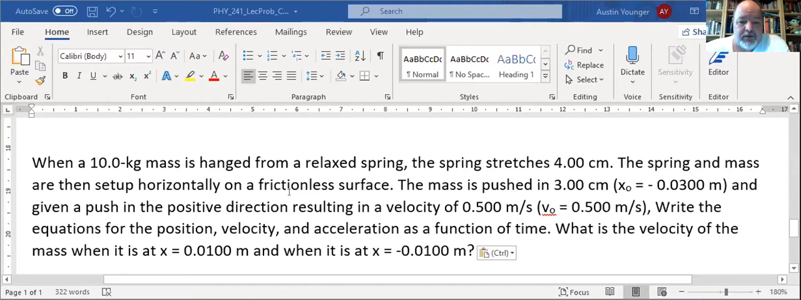What is the velocity of the mass when it reaches x equals 0.0100 meters and when it is at x equals negative 0.0100 meters? So I'm going to record the key data there.